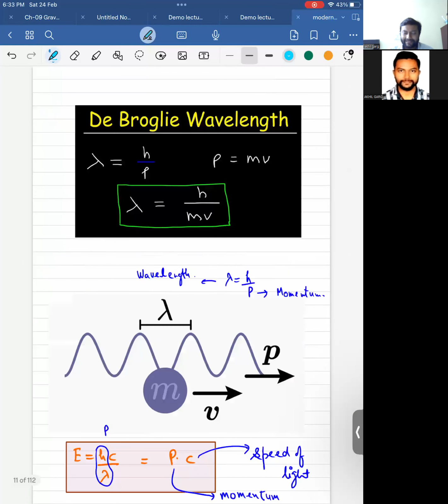Next is the de Broglie wave. The de Broglie wavelength is lambda equals h upon p, where p is the linear momentum and h is Planck's constant. So we can write E equals hc by lambda as E equals p into c.